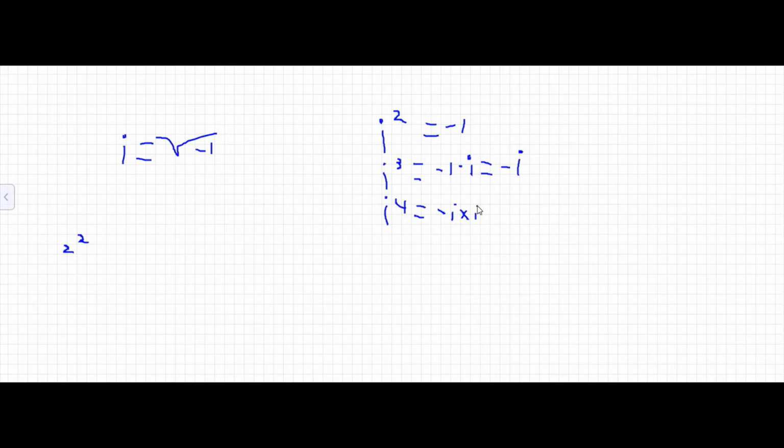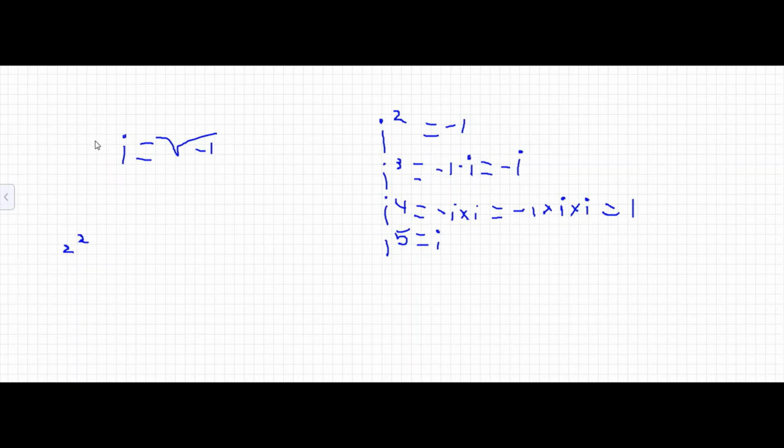And now let's take -i for a second, and let's split it up into -1 times i. And then remember, we're still multiplying the entire thing by i. And as given up here, i times i is -1, and -1 times -1 is 1. Now let's go to i to the fifth. And i to the fifth is just 1 times i, which is i. And you might start to recognize a pattern.